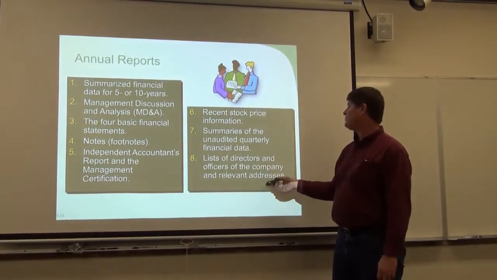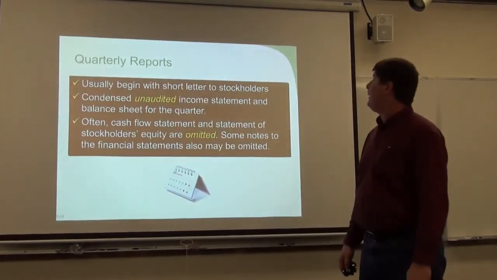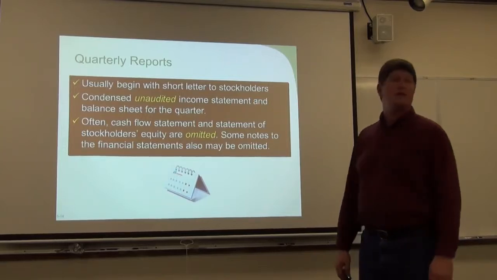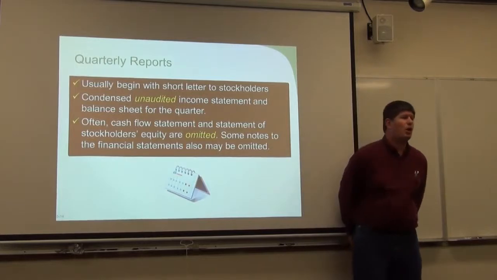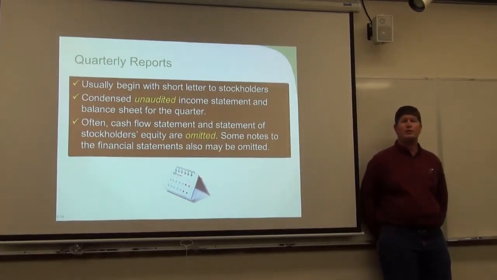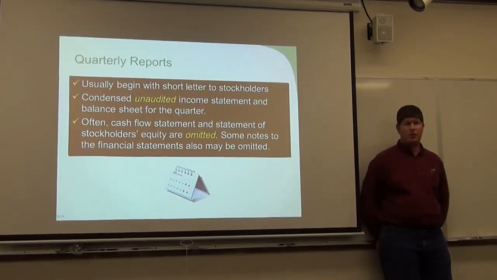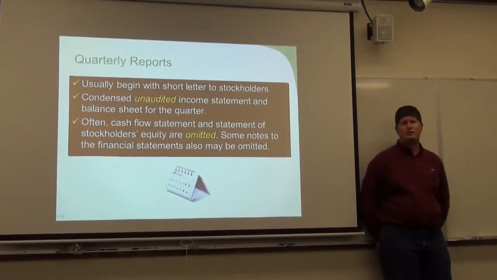And there's also a list of directors and officers of the company in there. It's just part of it. So in addition to an annual report, all publicly traded companies are required to issue a quarterly report. Quarterly meaning every 3 months, right? So there's 4 quarters in a year. The quarterly reports are typically your basic financial statements. So sometimes you won't see a statement of cash flows, and sometimes you won't even see a stockholders' equity section.